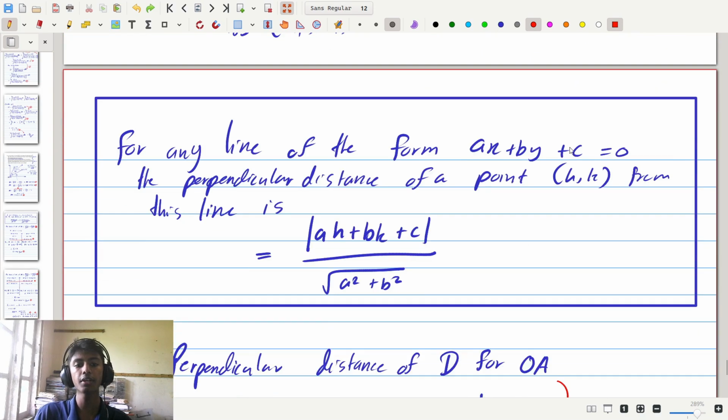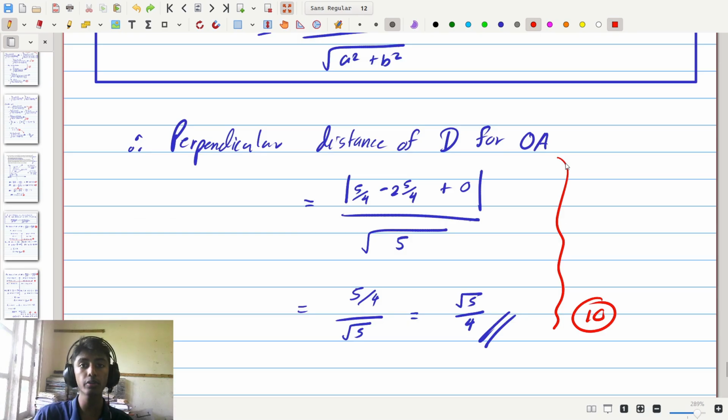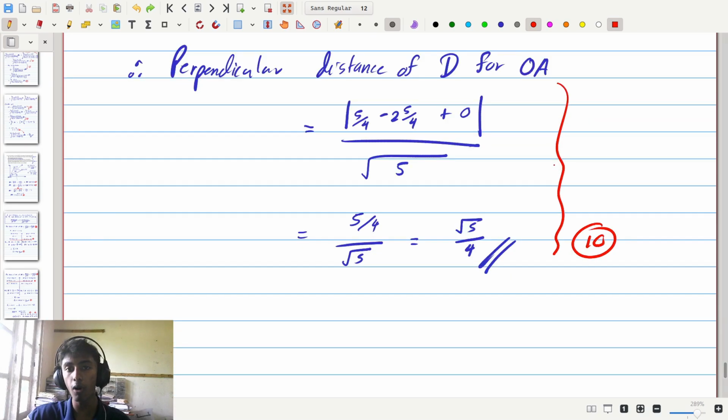Now after that, when you finally consider the perpendicular distance from the point D to the line OA and you solve all of it, for all of your solving and getting the correct final answer, you get 10 marks. So with the theory, when you substitute and do all of the solving, you get 10 marks. And that is all for part 1 of this question.